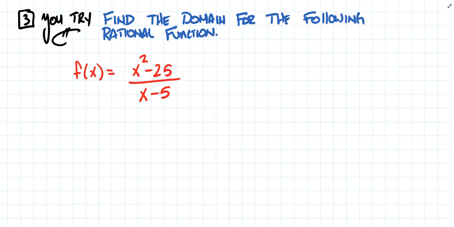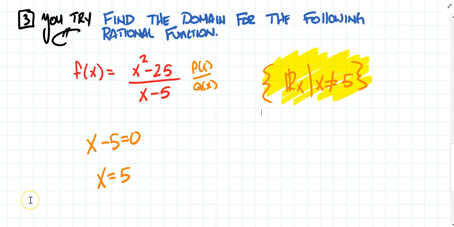Okay, box 3 is a U-try. Go ahead and find the domain for the following rational function. Hopefully you got the right answer. You realize that x minus 5 in the denominator, set that equal to 0 and get x equals 5. So therefore, the domain is all real numbers x such that x is not equal to 5.